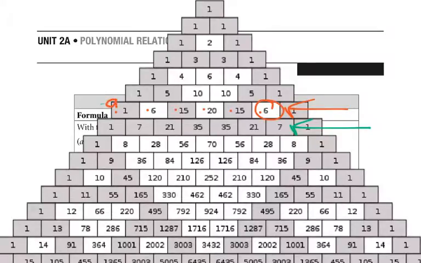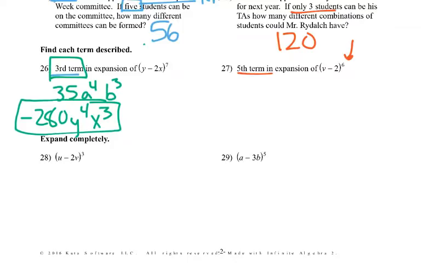Now I could start here and go a to the 6, b to the 0, or I could remember that if we go to the last term, b has to be that highest power and a has to be 0. So I'd have a to the 0, b to the 6, which means if I step back 1, a would be to the 1st, b to the 5th. So 6 times a to the 1st, b to the 5th.